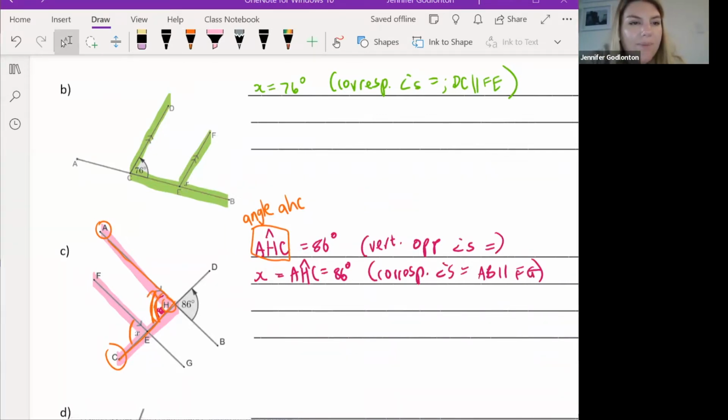Kolofelo, how can I help? Ma'am, instead of doing all of that, can't you just say x equals 86 degrees because it's alternate angles? They're not alternate angles. If they were alternate angles, then we would have to have a Z, and in this situation, we have no Z. Okay, thank you, ma'am.